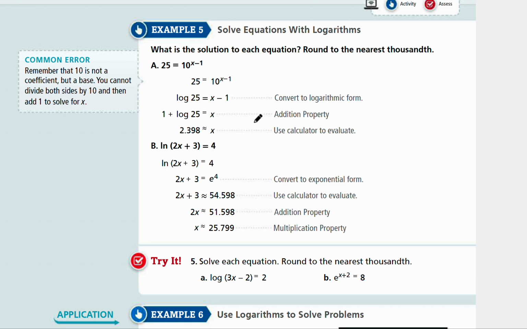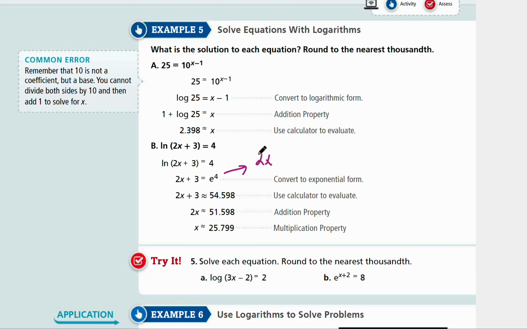Okay, part B, natural log of 2x plus 3 is equal to 4. We know for this one, the base is e. So e to the power of 4 is equal to 2x plus 3, right? So plugging into the calculator, e to the power of 4 is about 54.598. You don't have to calculate it right now. It's actually more accurate if you solve for x first.